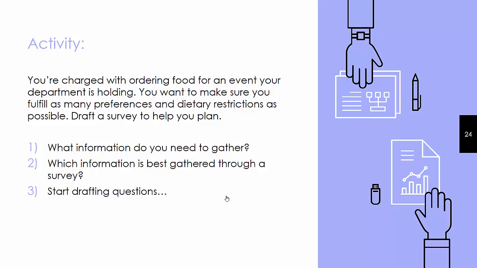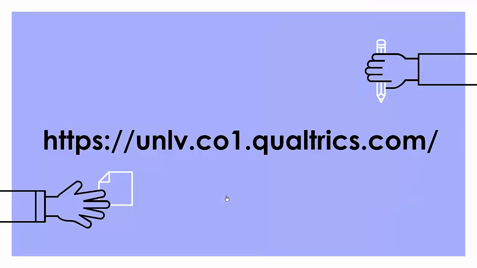You're charged with ordering food for an event your department is holding, and you want to make sure you fulfill as many preferences and dietary restrictions as possible. So draft a survey to help you plan what information you need to think about, what information is best gathered through a survey, and then you can start drafting questions. Then you can log into Qualtrics, and I'll return to the slide in a minute. You can return to Qualtrics and actually start your survey itself. I'm going to walk around, and if you have a question, please raise your hand and I'll come and help you.